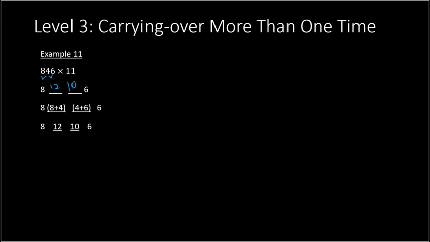Now to finish off, we are going to work with a level 3 type problem, and these types of problems you'll have to carry over more than one time. So for example, let's say we had 846 times 11. So again, what we do is we take the 8, that's the first number, the 6 is the last number. And then we take the 6 plus the 4, we add them to get 10, and we add 8 and 4 to get 12. So we have 8, 12, 10, and 6.